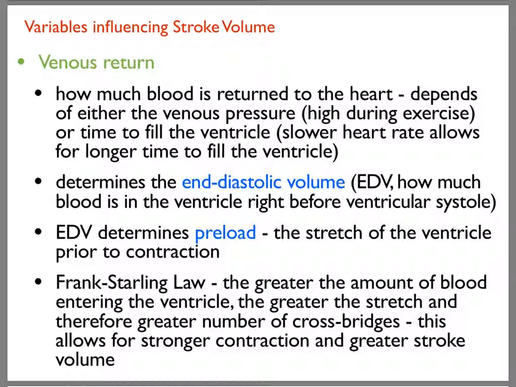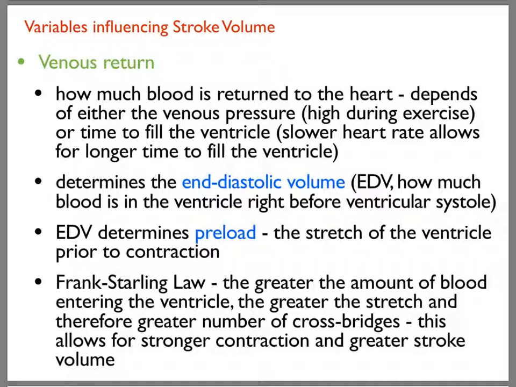The venous return is going to depend on venous pressure, which during exercise is going to be quite high, because remember, skeletal muscle pumps. So during exercise, your skeletal muscle is active and it squeezes those veins and redistributes the blood that's within your body. And it also depends on time to fill the ventricles. So the slower the heart rate is, the longer the ventricle has to fill up with blood, and so venous return is going to be higher with a slower heart rate.